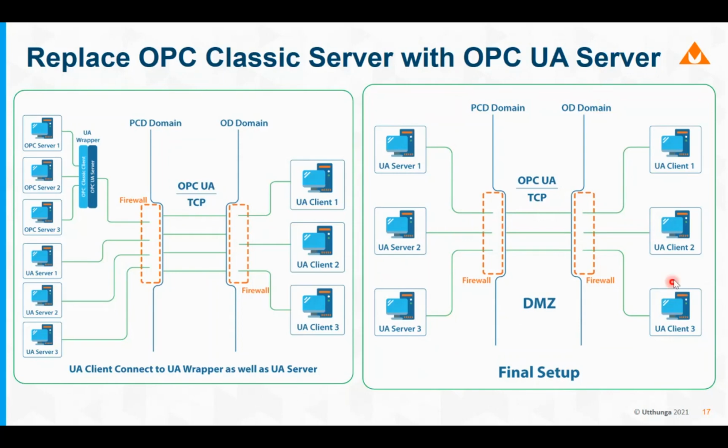But here, one more change happens. Now, because there are 3 different UA servers and 3 different UA clients, you may have to open some more ports. You may have to open one port for this, because this UA server is using its own endpoint running on a separate TCP/IP port. This UA server will use another endpoint. This will use another endpoint, and all clients will connect to them based on whatever their condition is. So in the DMZ, you may have to open 3 ports.